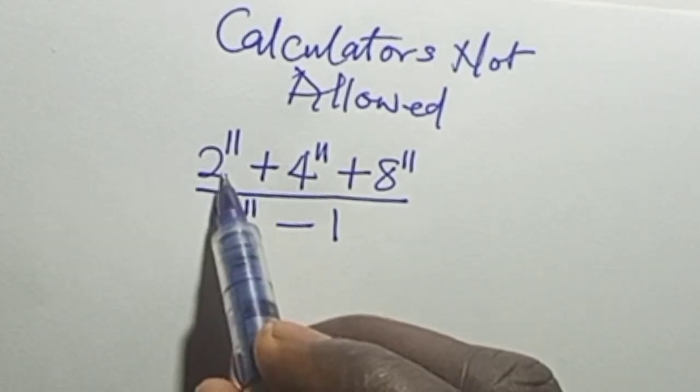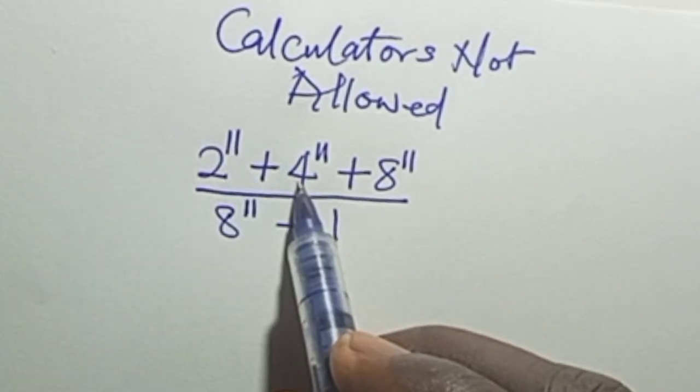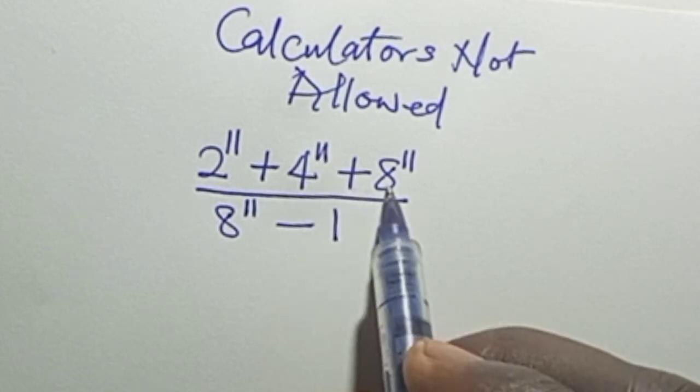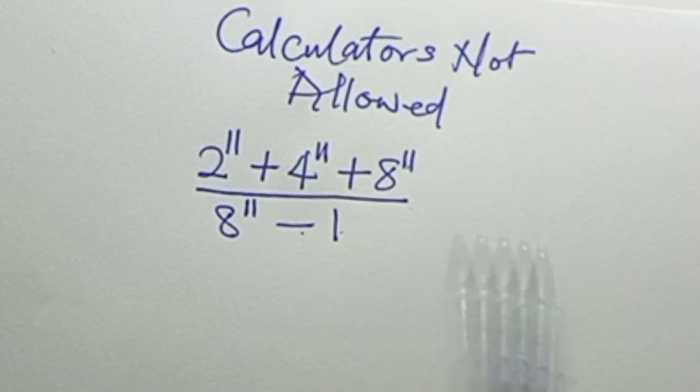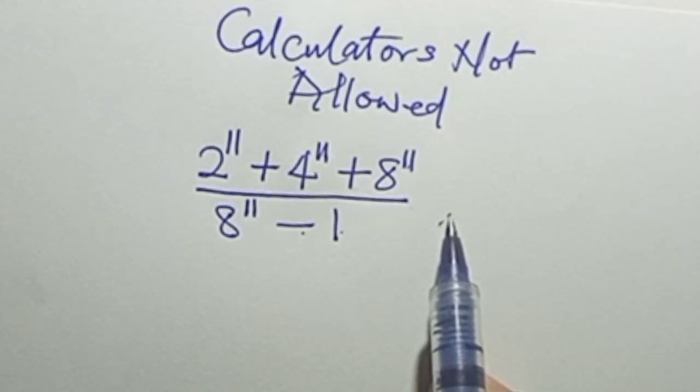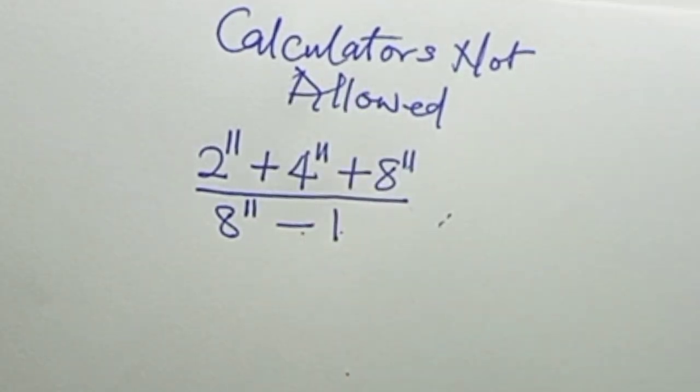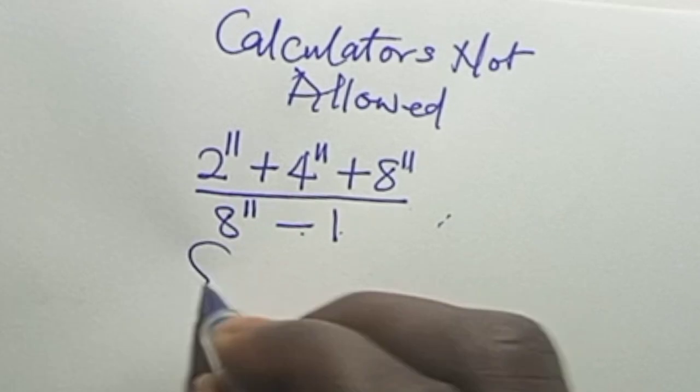So we have 2^11 + 4^11 + 8^11 all over 8^11 - 1 to simplify. And in doing this, calculators are not allowed. So we say solution.